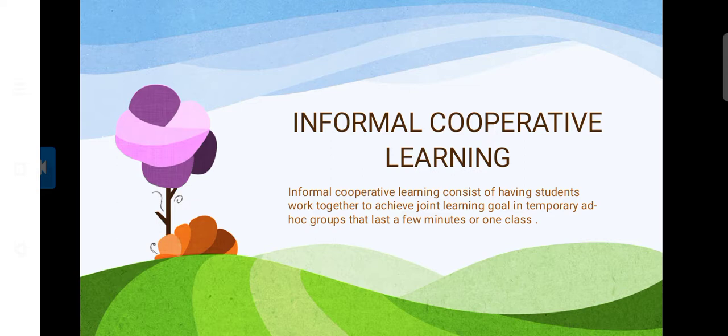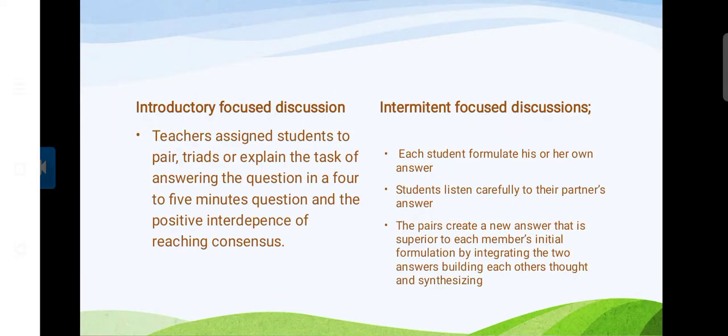So let's move on to informal cooperative learning. Informal cooperative learning consists of having students work together to achieve a joint learning goal in temporary and ad hoc groups that last a few minutes or one class. So first we have introductory focus discussion. This means that teachers assign students to pairs or triads to explain the task of answering a question in 4 to 5 minutes, with the positive interdependence of reaching consensus.